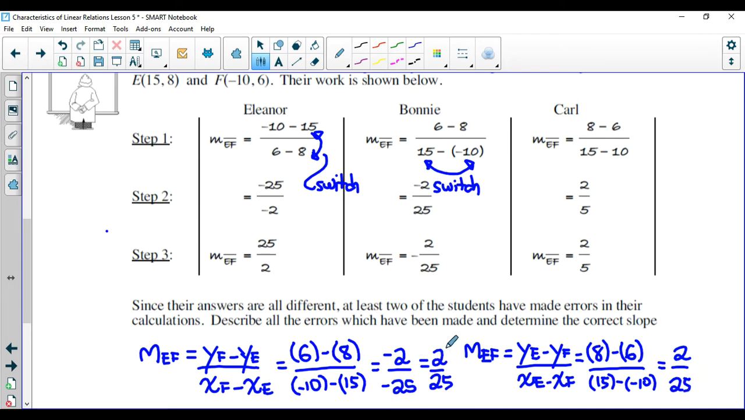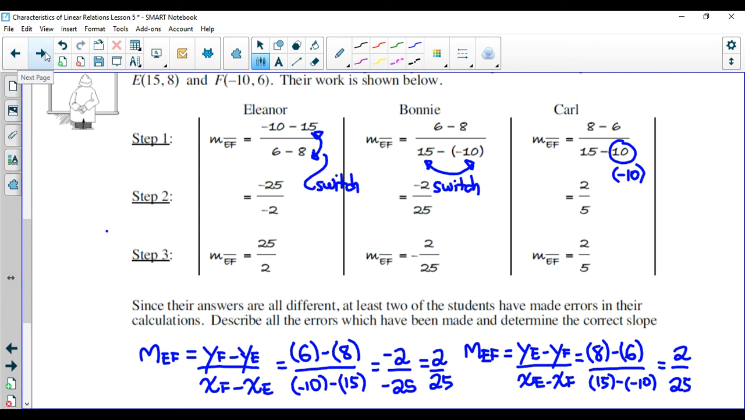So it doesn't matter which order you do it in. You can go F minus E, E minus F, 2 minus 1, 1 minus 2 for the subscripts. You still get the same slope. So let's look at the error Carl made. He did 8 minus 6 in the numerator. That's no problem, that's the same thing I had down here. What his error is, is that he did not sub in the correct value of this x-coordinate. What he should have done is 15 subtract negative 10, and all he did here is plug in positive 10. If that was plugged in correctly, then you would get the correct slope. So all 3 students made a mistake.